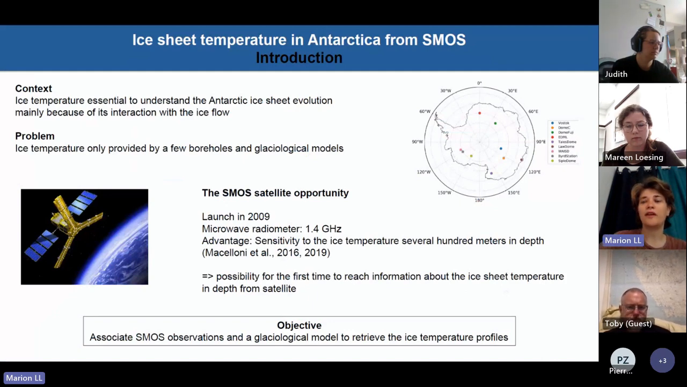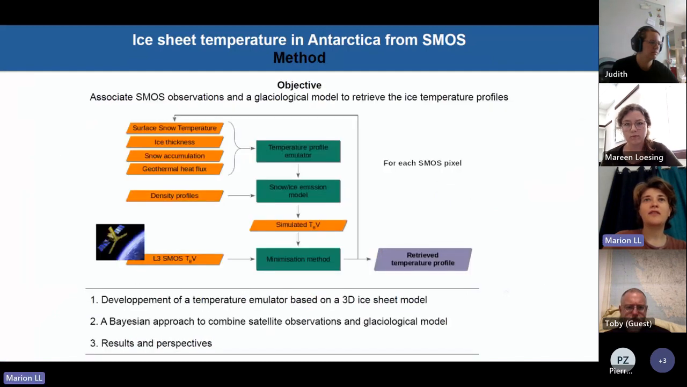So the objective is to associate the SMOS observation with a glaciological model to retrieve the ice temperature profile. The method that we use is based on 3 main tools. The first one is a temperature profile emulator. It's based on the 3-dimensional ice sheet model, and it takes as an input several glaciological parameters.